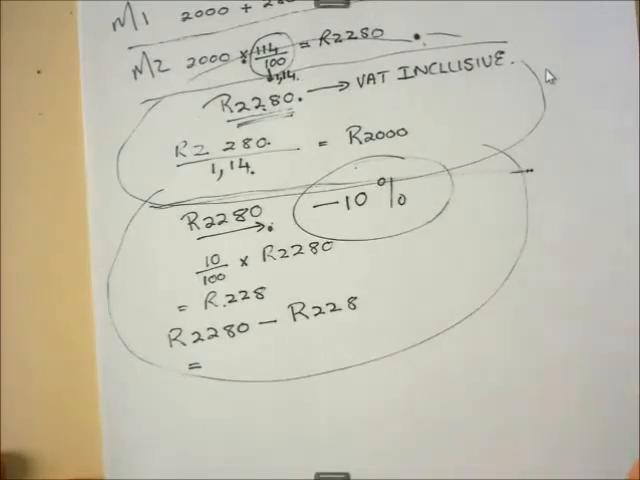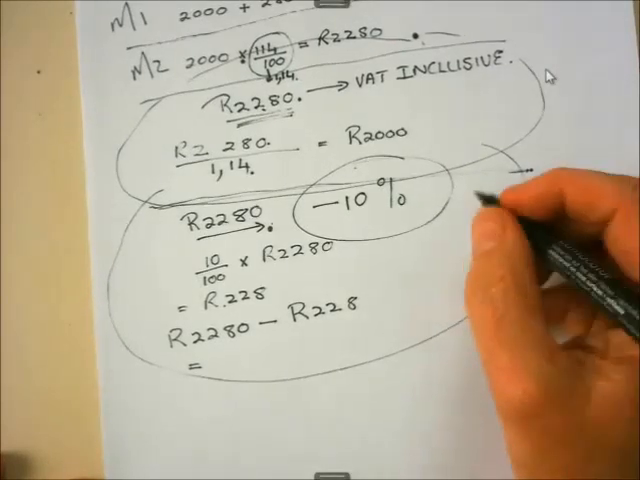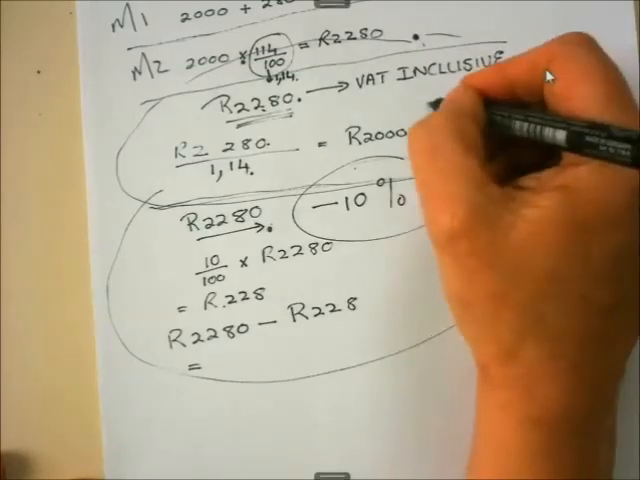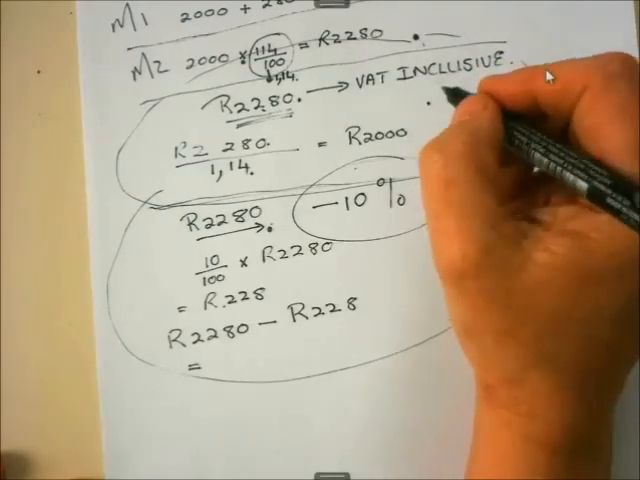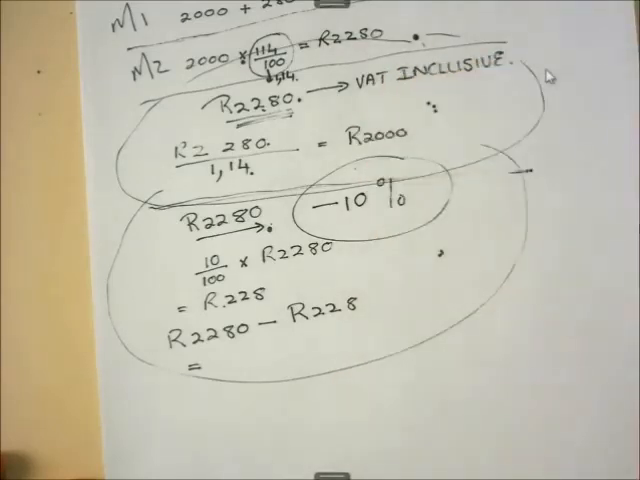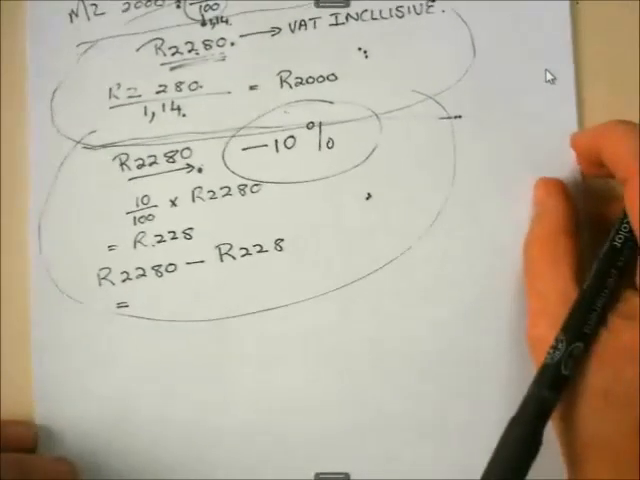In your September paper 1, the very first question involved such a calculation where VAT was included and we had to work out what VAT had to be paid over to the SARS. Remember, VAT doesn't go to the store owner. VAT is going to the SARS. It is a form of income for the government. Okay. Go and look at that and check whether you will be able to do that question now.